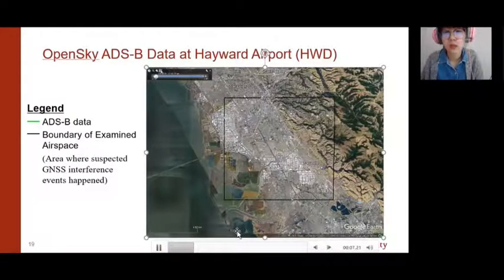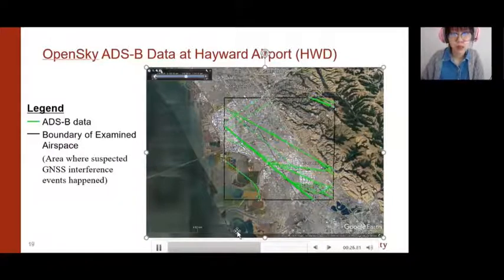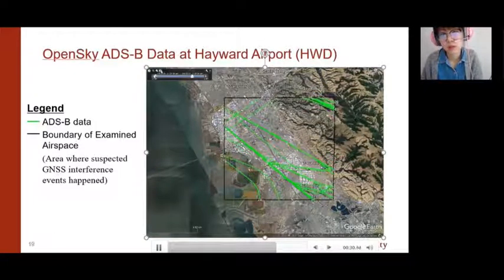And here the green line is just showing each one of the flight paths flown by the different aircraft. And as you can see, most of the airplanes were just passing by this airspace, and only a few of them were trying to land at Hayward Airport. So having this overall picture, let's see what characteristics we could identify.